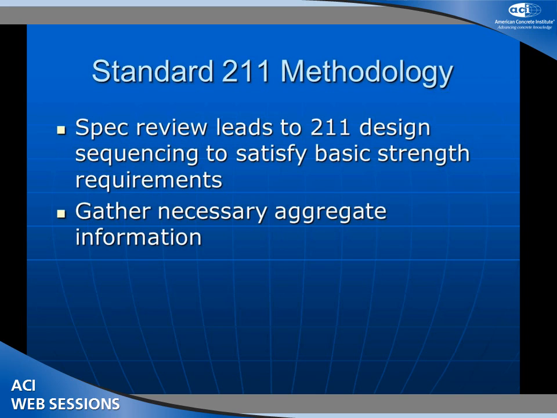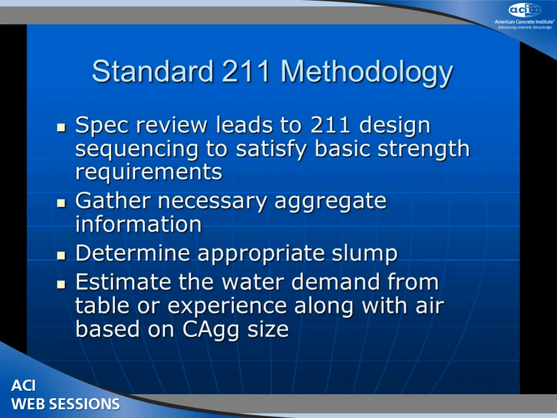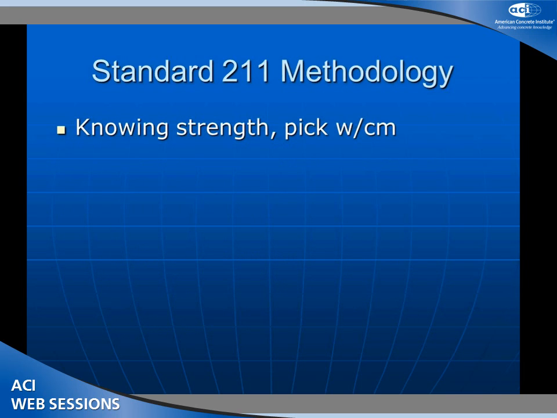We've already talked a couple of times about the standard methodology. I'm going to go through it really fast. Going to 211 gives us a basis for design for strength. Gather up the necessary information for aggregate, determine appropriate slumps, all taken from the tables, estimating water demands. Now, if you've got experience in your market area, you know what your approximate water demands would be. If not, you do go to the table. Being here as long as I have, it's gotten pretty easy to estimate water demands.